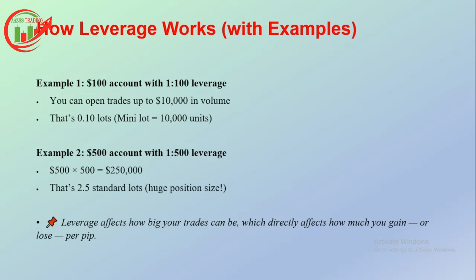For example, you have an account of $500 and you are going with a 1 to 500 leverage. The calculation is $500 multiplied by 500, which means you can open a trade worth $250,000. That is a 2.5 standard lot, a very huge position size. You understand that? So leverage helps us to trade more than the actual money we have.